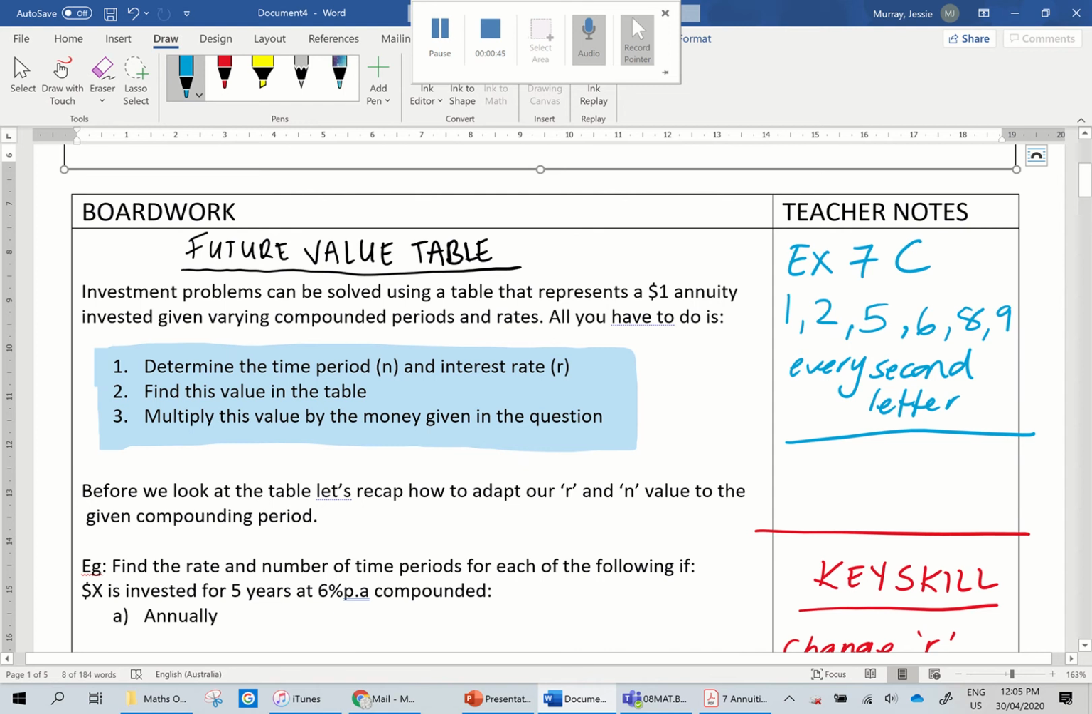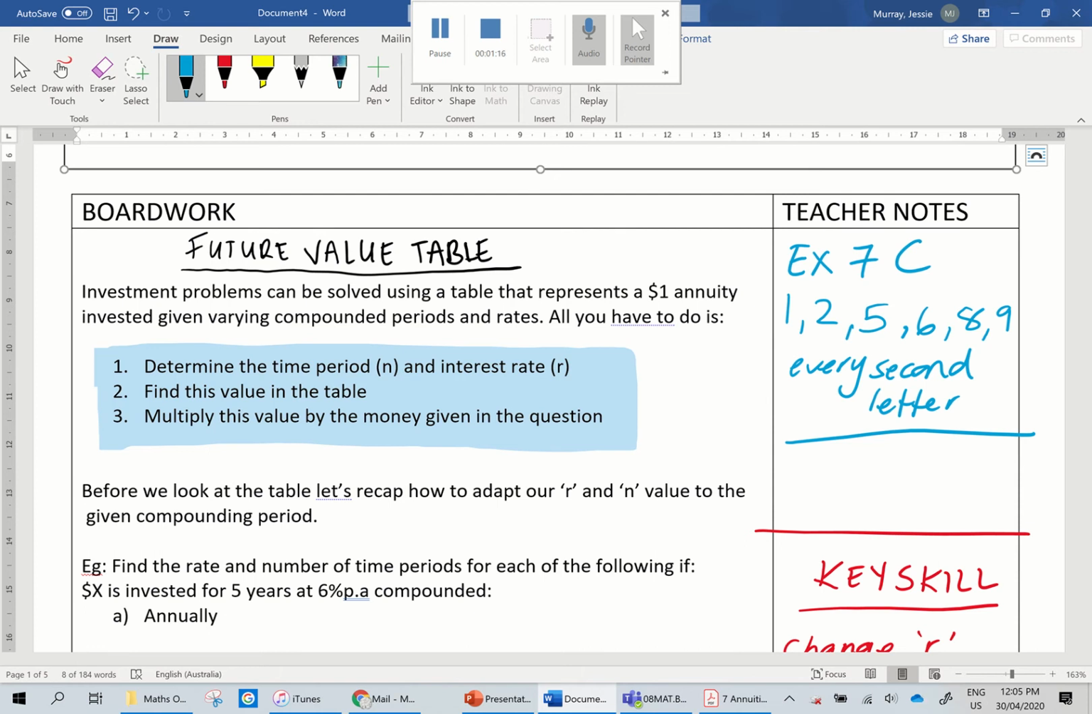I've skipped 7B because 7B is entirely using Excel. Now, what that means is they can't ask you, obviously, an Excel formatting question in your HSC exam. So what I want to do is try and do that lesson when I see you face to face. Obviously, it's not a crucial lesson because, once again, they can't ask you this in a paper exam.